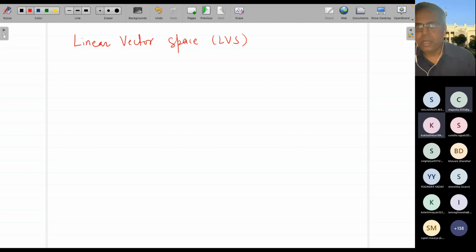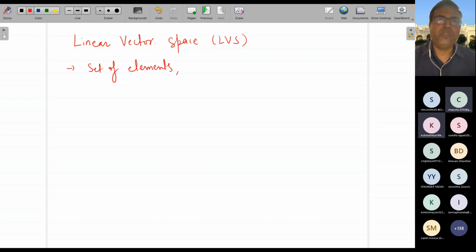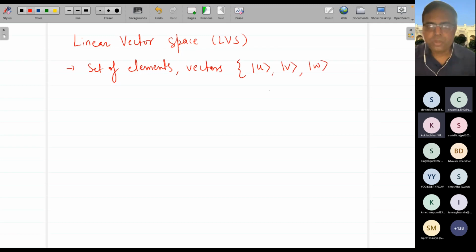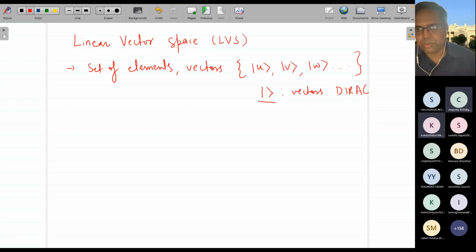Now, in terms of mathematics, linear vector space is nothing but a non-empty set of elements which we call vectors. So we use something like u, v, w, and you see that I am using this notation to define that these are called vectors. I have used this one because famous Dirac used this notation, and you will be utilizing this notation later on in your quantum mechanics class. But it is something similar to when we say this guy or this guy is a three-dimensional vector.